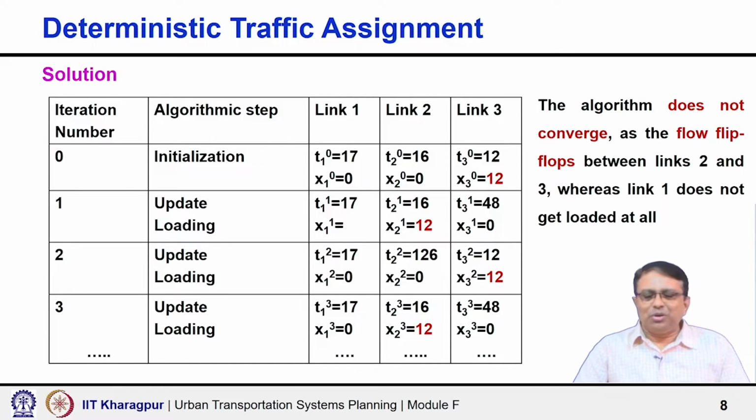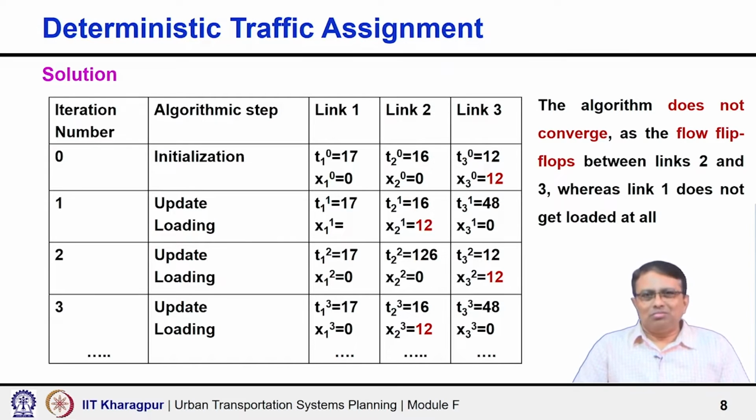Then the travel time on link 3 becomes 48 with the revised load. So now the shortest path becomes link 2. So again this 12 units we load into link 2, and link 3 does not get loaded. So link 3 comes back to 12 only, but link 2 now becomes 126.